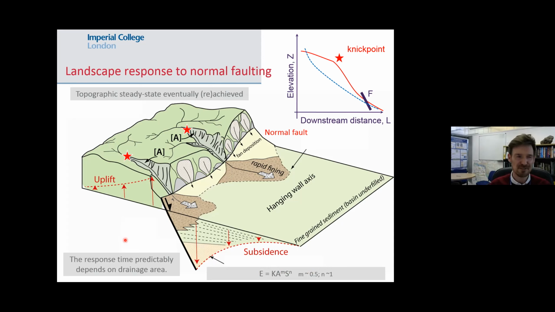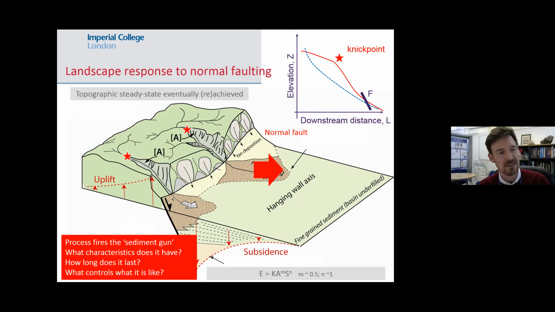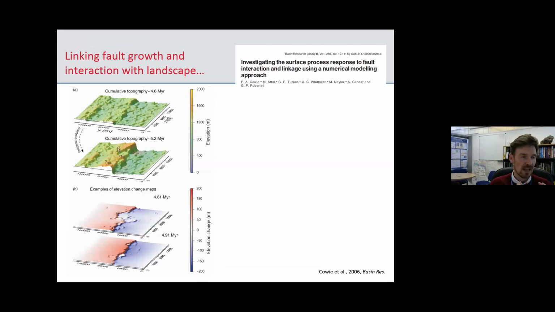But I want to focus on something slightly different today, which isn't the tectonics from topography part, but actually what that implies about our understanding of sediment supply from normal faults, because this process of nick point retreat fires or triggers a sediment gun. And I want to ask what characteristics it has, how long it lasts, and what controls how it appears. So there's a couple of ways to do this. One is to look at real field examples, and I'm going to show you some of that. But the first is to actually do some numerical modeling, and a number of people have done this.